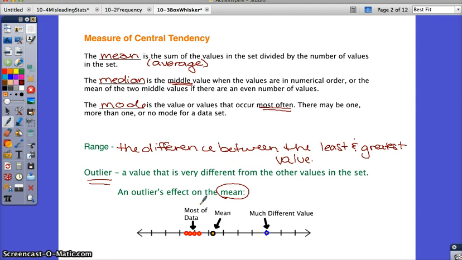So most often when we choose to represent the average or the measure of central tendency, we think the mean is the best. But in some cases, if there's an outlier, you may want to choose the median to represent that data best, because the mean would be greatly affected by an outlier, whereas the median wouldn't be as affected. So we're going to look at an example of that, but keep that in mind.